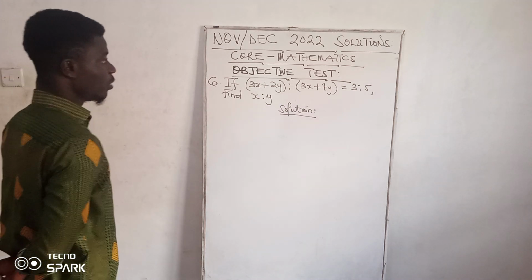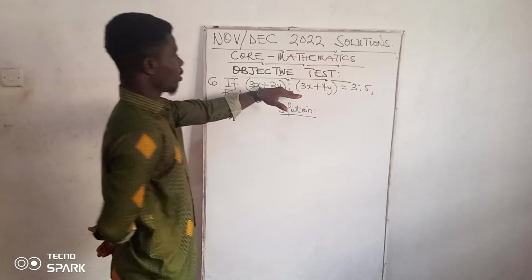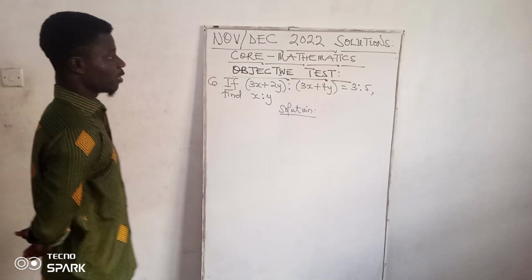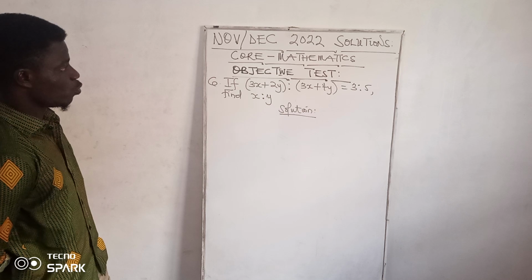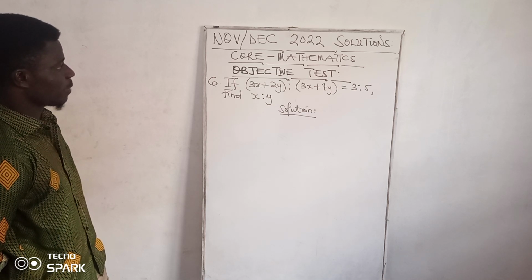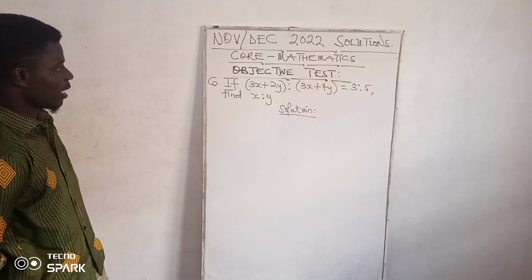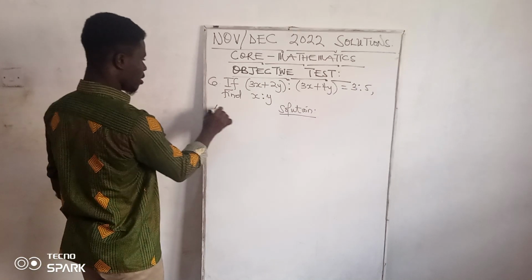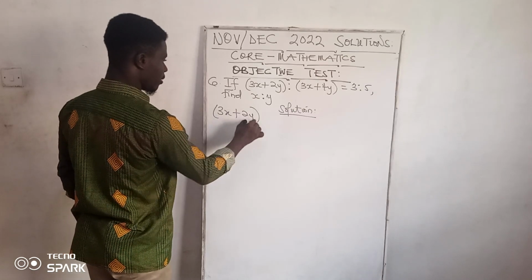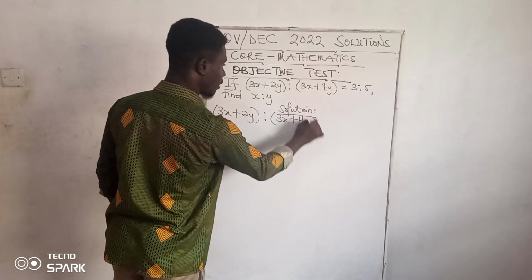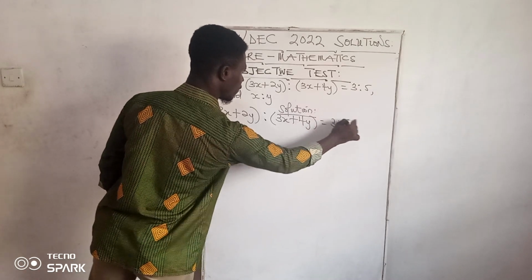Ratio being what? Equal, right? So this one is a ratio. So it involves an equal sign, so it becomes an equation. If 3x plus 2y is to 3x plus 4y equals 3 to 5, find x to y. So we have 3x plus 2y to 3x plus 4y equals 3 to 5.